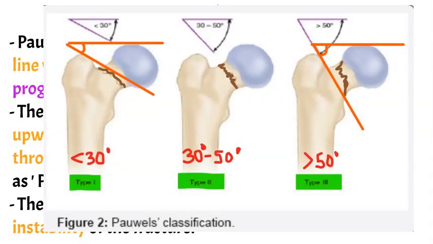This figure shows the Pauwels classification. Again, the angle is formed by the imaginary horizontal line drawn from the fracture line upwards and through the iliac crest plane. For type 1, the angle is less than 30 degrees. For type 2, the angle is around 30 to 50 degrees. And for type 3, the angle is more than 50 degrees.